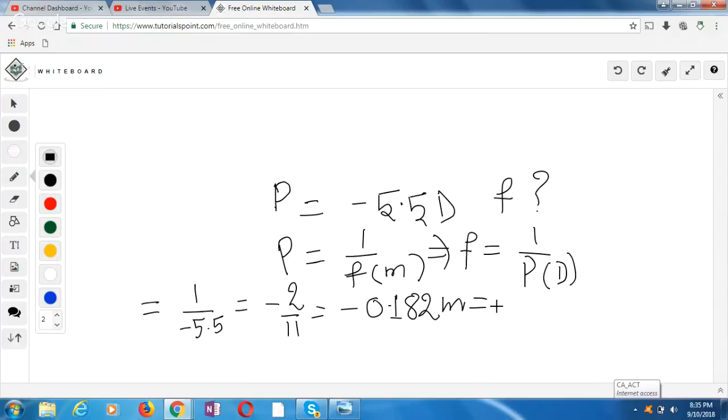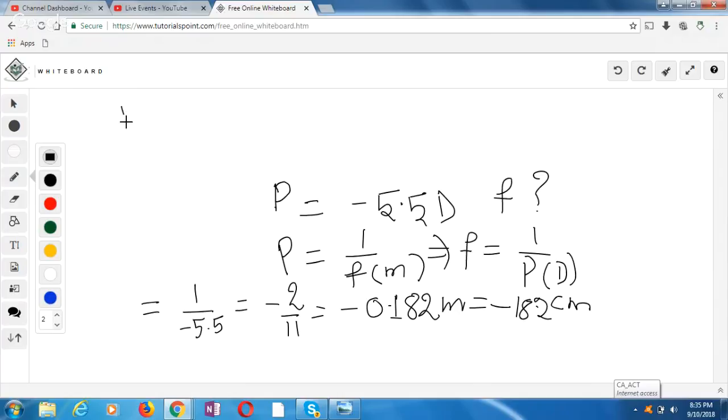Or you can convert it into centimeter by writing 18.2 centimeters. So if somebody says to you that to overcome the distance vision problem, power is given minus 5.5 diopter, what kind of focal length is needed? So focal length needed would be 1 divided by minus 5.5, which is minus 2 by 11, that is equal to 18.2 centimeters. This is question number 5 of chapter 11 of NCERT.